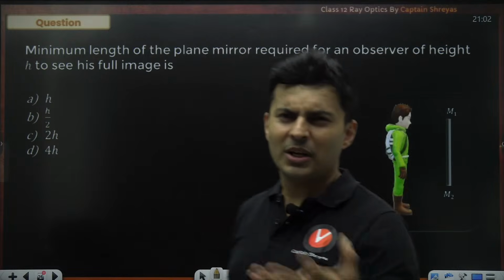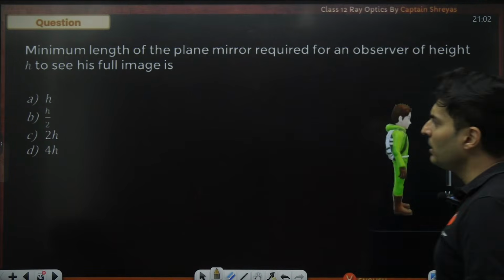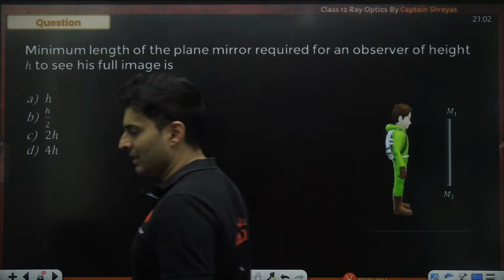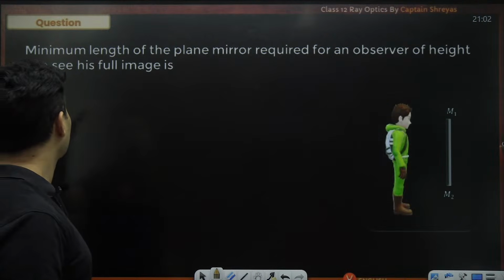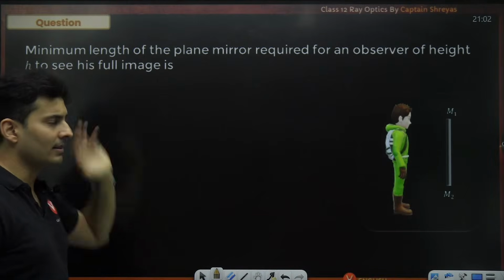So with this, let's use that concept to solve this question, and then I will make you solve a more complex question. Okay, this is a laddu question. Everybody will be able to give it directly because maybe you have memorized the answer. Minimum length of the plane mirror required for a person of height H to see himself.